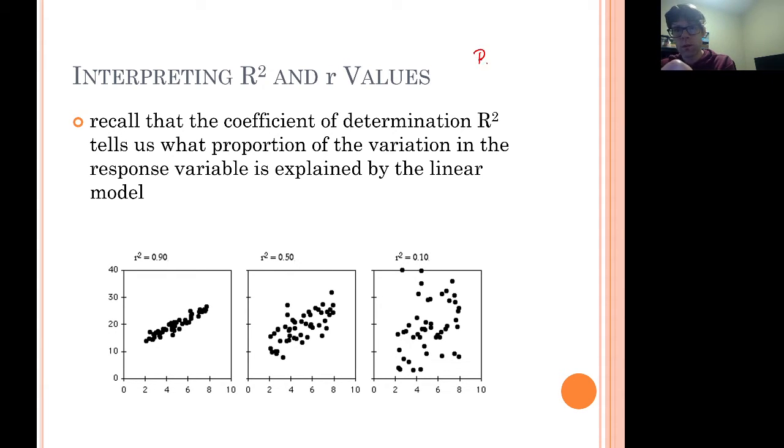So capital R squared is the same thing as little r squared. We know we can calculate little r on our calculator, and if I square that number, I do indeed get capital R squared. I don't know why they use a capital R squared in the notes. I'm not a statistician.